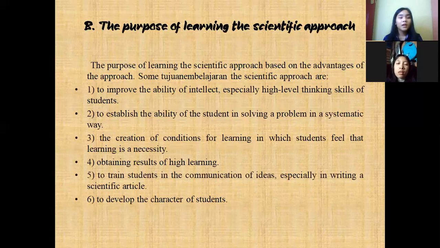Okay, next. The purpose of learning the scientific approach, based on the advantages of the approach. The scientific approach aims, first, to improve the ability of intellect, especially the high-level thinking skills of students. The second, to establish the ability of students in solving a problem in a systematic way. The third, the creation of conditions for learning in which students feel that learning is necessary. Fourth, obtaining high learning results. And five, to train students in the communication of ideas, especially in writing a scientific article. And the last, to develop the character of students.